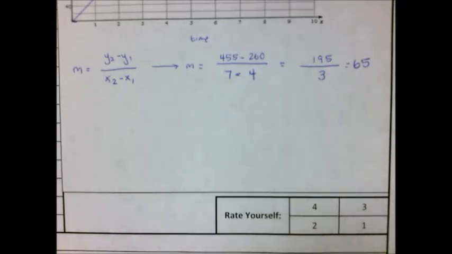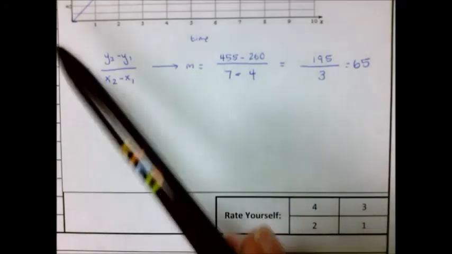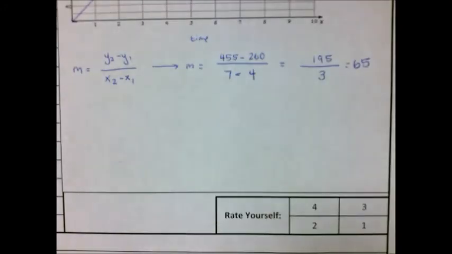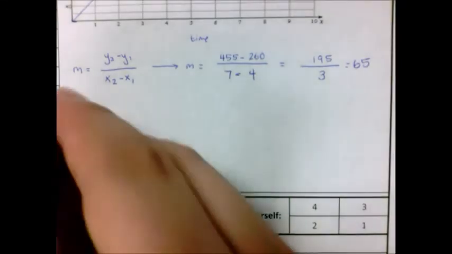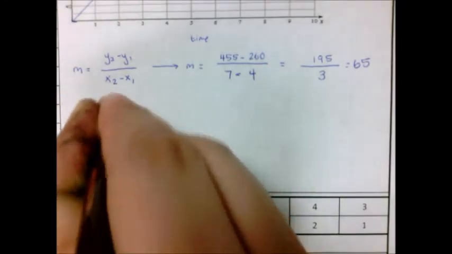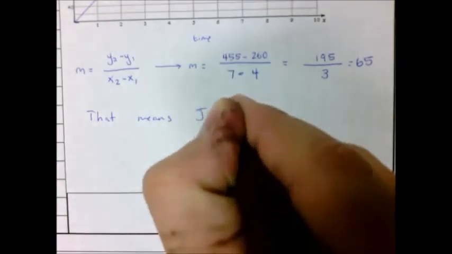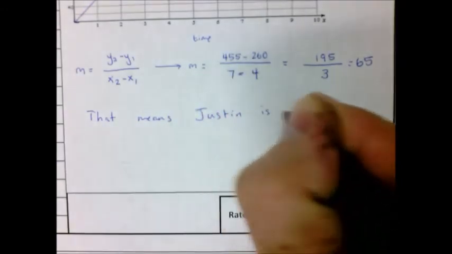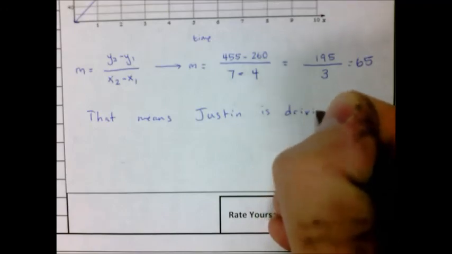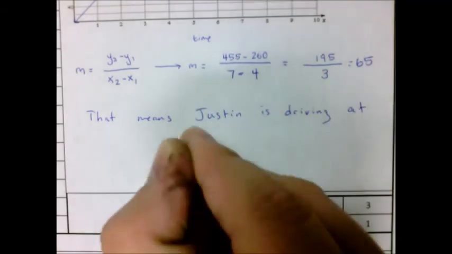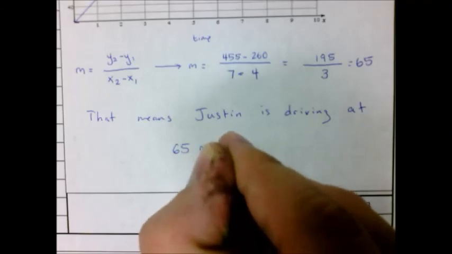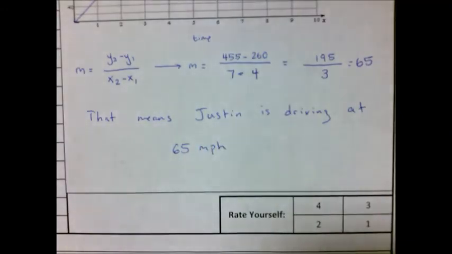But we need to interpret what that slope really means. And if we really think about this, what this whole slope in the graph is talking about is how fast he's traveling away from home, right? So that means that Justin is driving at 65 miles per hour. Okay? That's all we're doing.